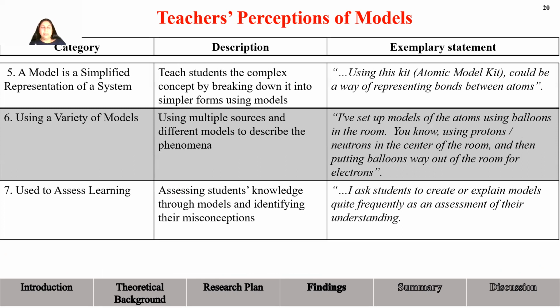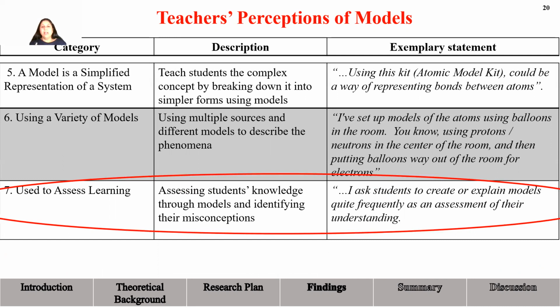Taking another example of category 7, used to assess learning, which describes assessing students' knowledge through models and identifying their misconceptions. Teachers said, I ask a student to create or explain models quite frequently as an assessment of their understanding.